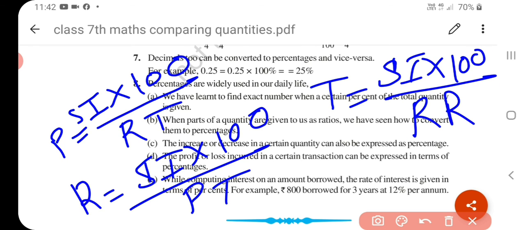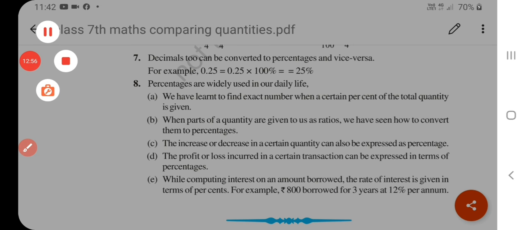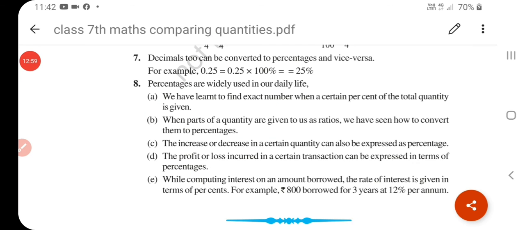Okay, these are the main formulas for this chapter, and you have to learn all the formulas. Okay, understand? Have a good day.